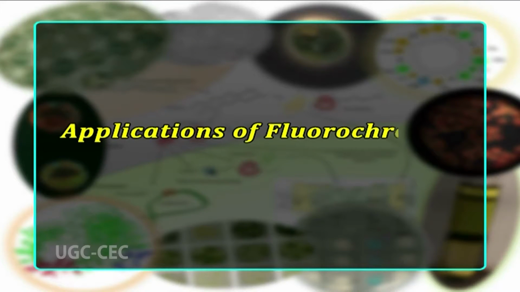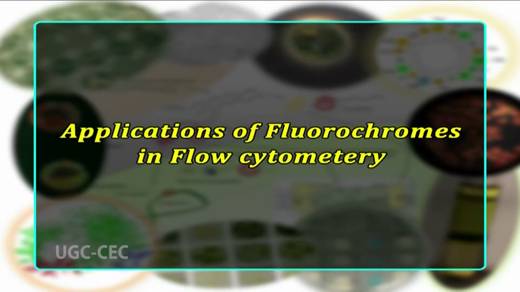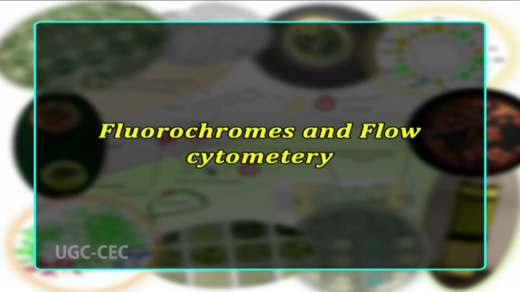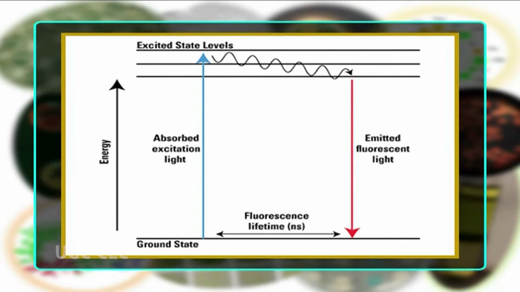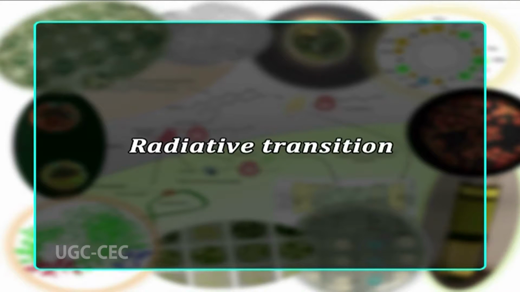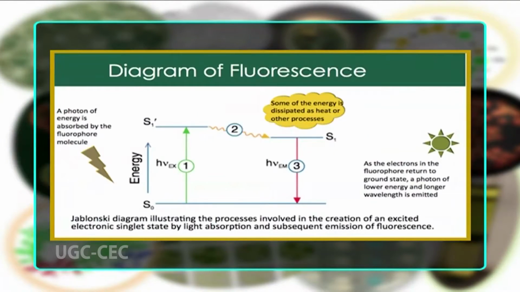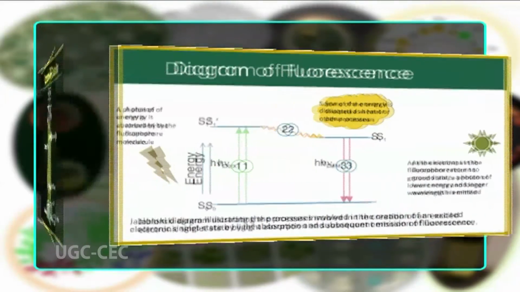Our next topic illustrates the application of fluorochromes in flow cytometry. Now let us discuss fluorochromes and flow cytometry. When a compound absorbs light, its energy raises the electrons from the ground state to an excited state. Electrons then return to the ground state by a variety of transitions which may involve the emission of a quantum of light, called a radiative transition. This effect is termed fluorescence.